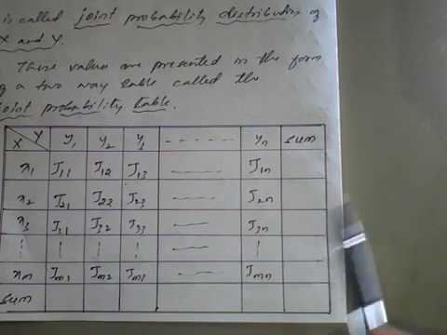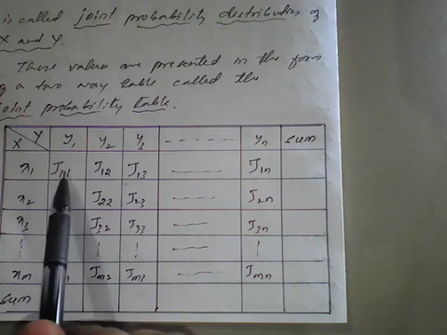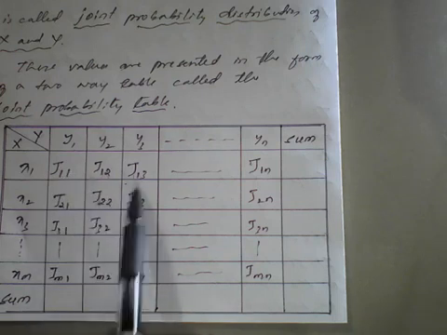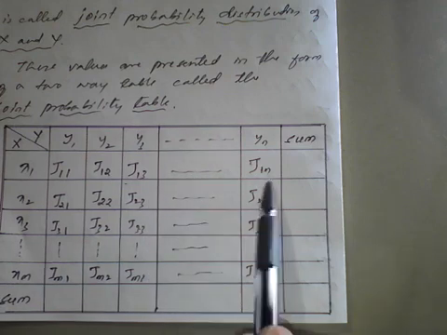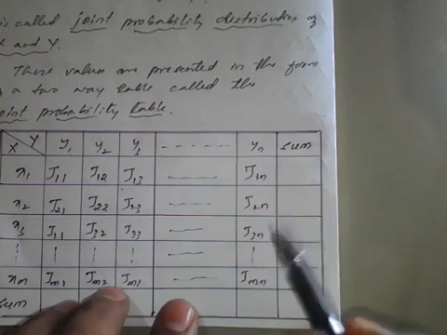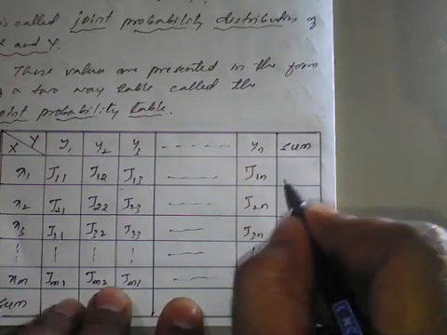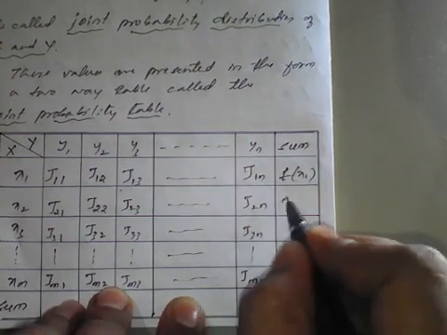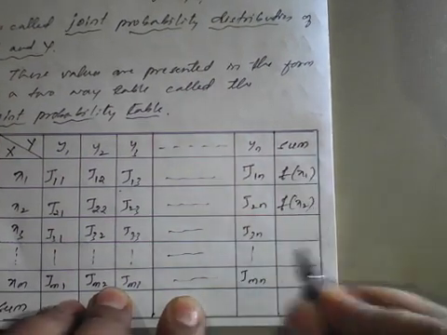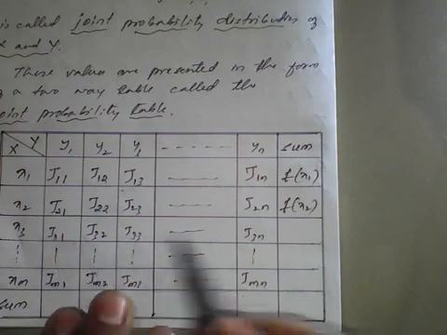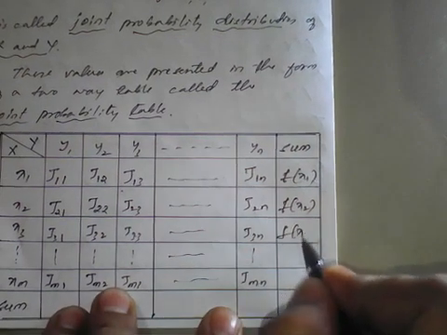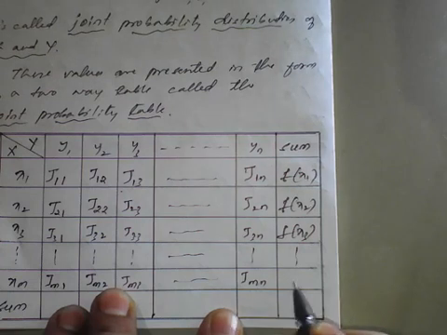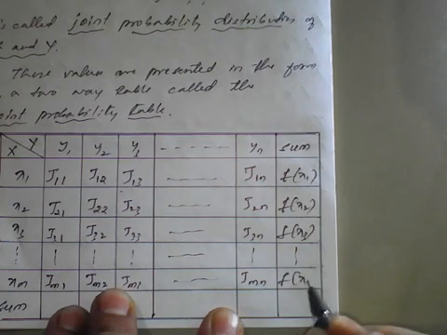So here we have to add these values: J of 1 1 plus J of 1 2 plus J of 1 3 plus and so on up to J of 1n, and it is considered as the sum f of x1, and this is considered as f of x2. This is considered because this is the summation for x3, meaning f of x3, and so on, up to f of xm.